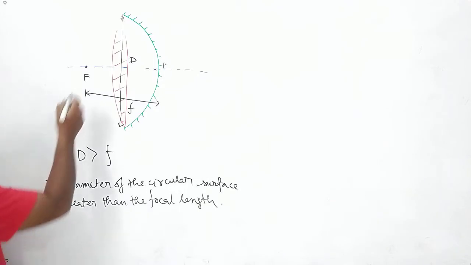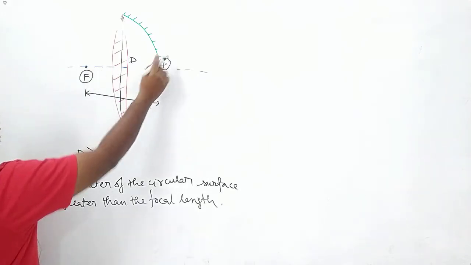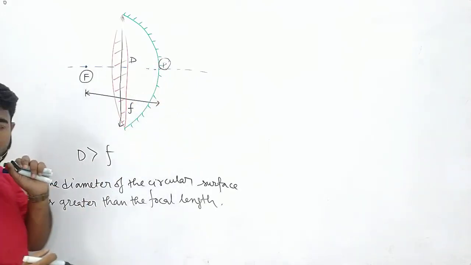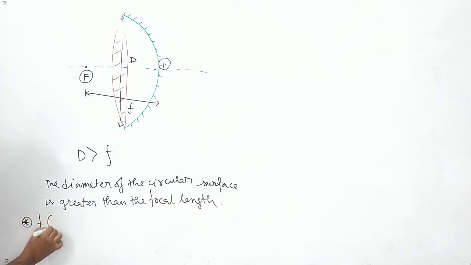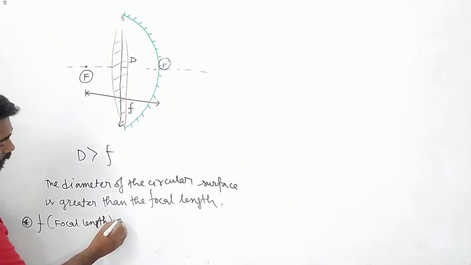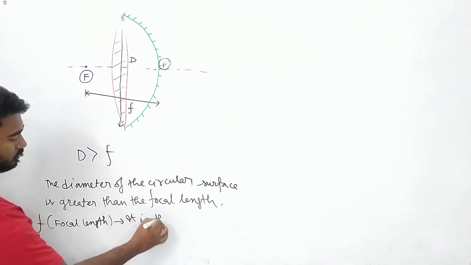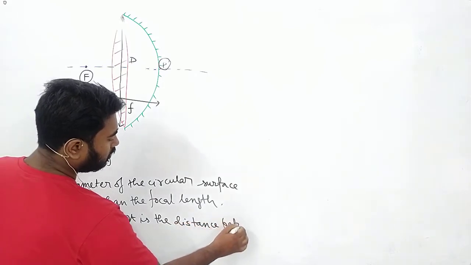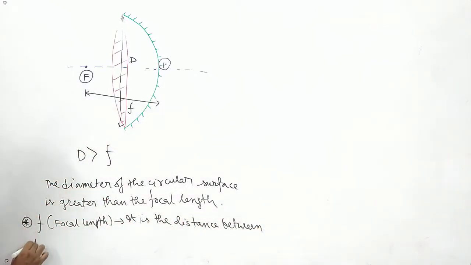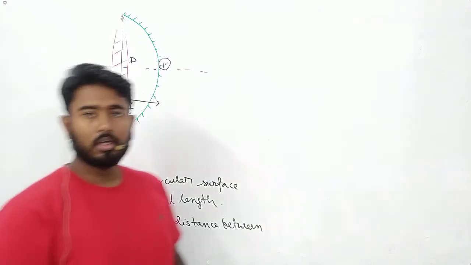Focal length means this is focus, this is pole. The distance between focus and pole is known as focal length. Okay, all of you write down focal length, F, which is focal length. Write down, it is the distance between focus and pole. Focal length is the distance between focus and pole.